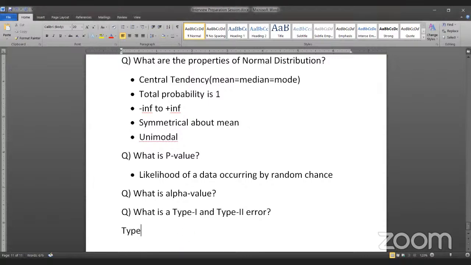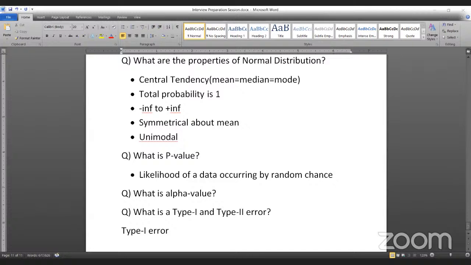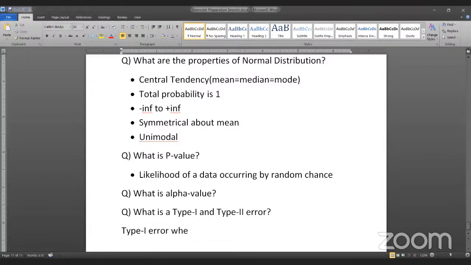So type 1 error. Type 1 error is the error in hypothesis testing that occurs when the null hypothesis is rejected, even when it is true.